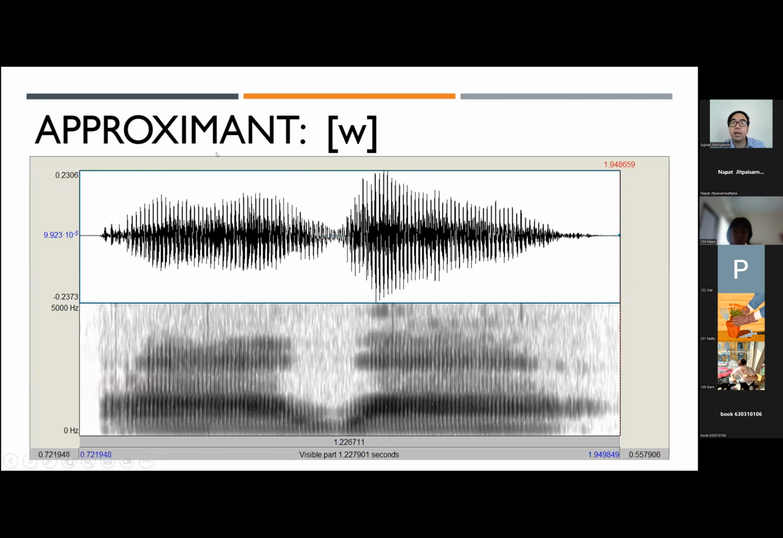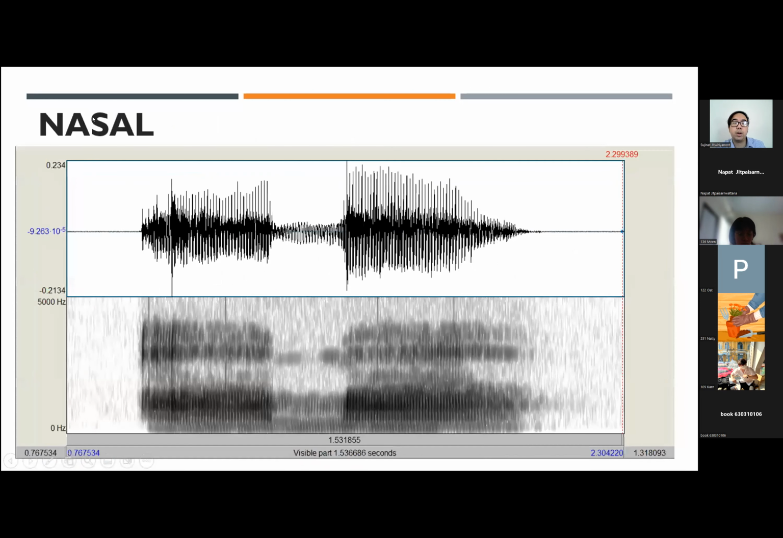You can see some signal on nasal. It is less obvious. This is because when you pronounce a nasal sound, the volume is lowered and there is some air. There would be some air leaking through the nasal cavity.